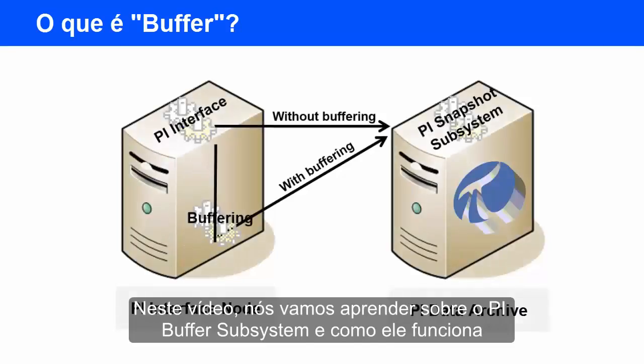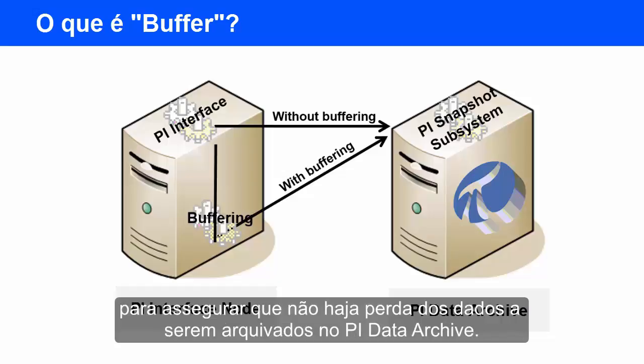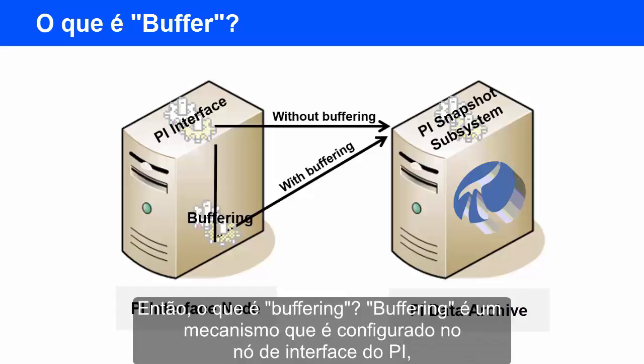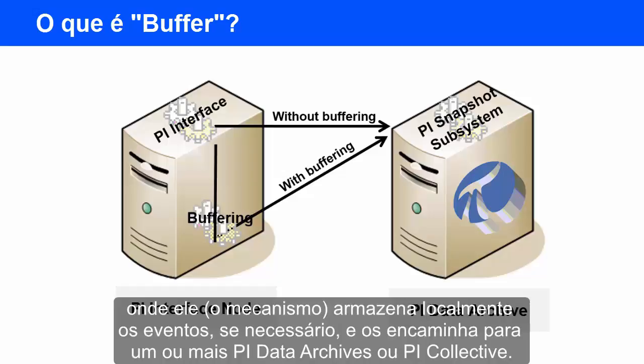In this video, we are going to learn about the PyBuffer subsystem and how it works to make sure that there is no loss of data being archived on the PyData archive. So what is buffering? Buffering is a mechanism that is configured on the PyInterface node where it stores events locally if necessary and forwards events to one or more PyData archives, or what is called a PyCollective.